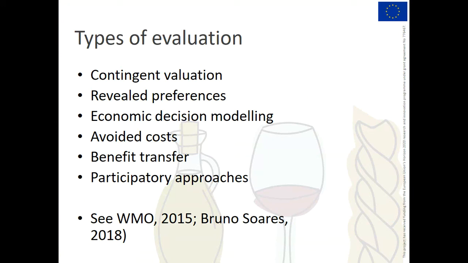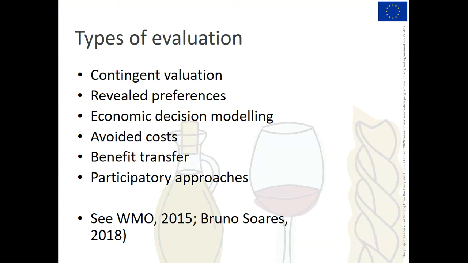Economic decision modelling, where models are used to examine if people behave differently if they have weather and climate information and if they don't. Avoided costs, which is about determining how information could contribute to avoided asset losses and avoided mortality or lives saved. Benefit transfer, where the findings of one study are applied to a different case, the case that you're looking at where perhaps data doesn't exist. And finally, participatory approaches that use methods like interviews and focus groups to get a really deep qualitative insight into perceived benefits.